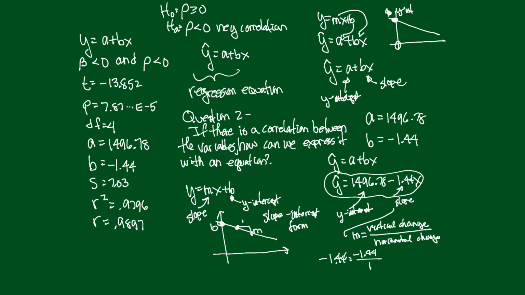That tells me that if I'm at any point on this line, just pick a point on the line, and I go over 1 unit, a horizontal unit to the right, positive 1, what do I do? I go down 1.44, right? So for every 1 unit increase in the barometer reading, the wind speed goes down by 1.44 units.